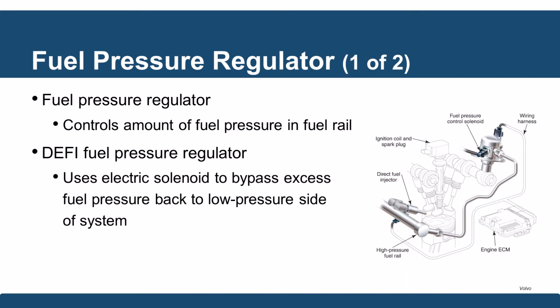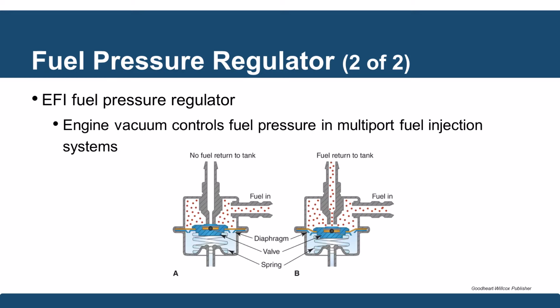Now, the fuel pressure regulation on these: there is again a fuel pressure regulator that controls the amount of fuel pressure that is in what they call the rail, and the rail connects to the top of each injector. The direct electronic fuel injection fuel pressure regulator uses an electronic solenoid to bypass excess fuel pressure back to the low pressure side of the system. This has been common for many years with our fuel systems. Now, on the electronic fuel injection fuel pressure regulation, the engine vacuum often would control the fuel pressure in the multi-port fuel injection systems.